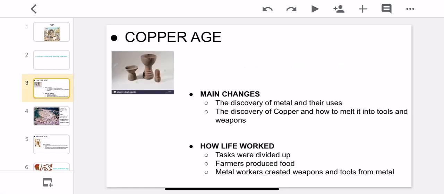So first, there was the Copper Age. The main changes was the discovery of metal and their uses. The discovery of copper and how to melt it into tools and weapons.